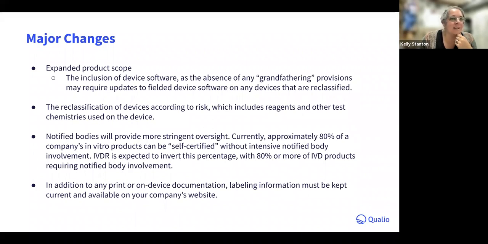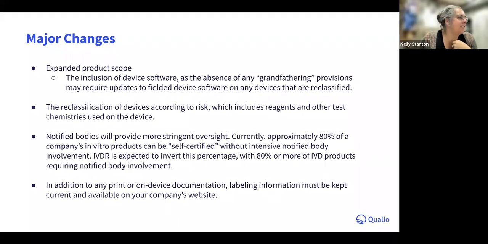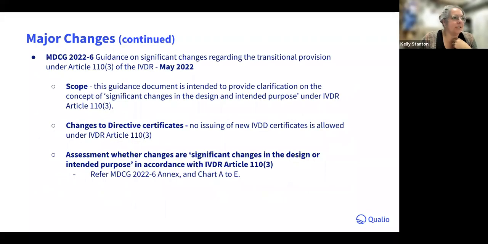All right, and Sumatha, you had a quick comment to add here. Sorry, Kelly, it was just by mistake. I have clicked on that. Awesome, no problem. All right, additional changes continued.